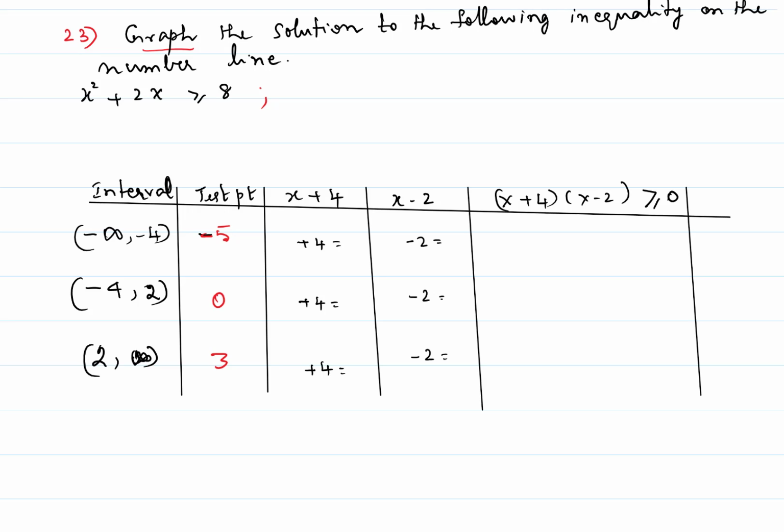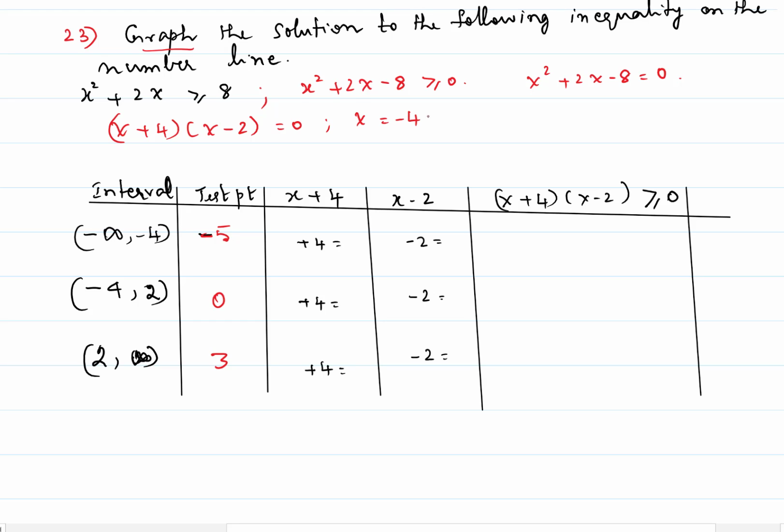First, we will move the 8 to the other side. So, x squared plus 2x minus 8 is greater than or equal to 0. Whenever you solve an inequality, you set it to 0 and find the critical numbers. So x squared plus 2x minus 8 equals 0, and if you factor it, you get x plus 4 times x minus 2 equals 0. This gives us x equals negative 4 and x equals 2.